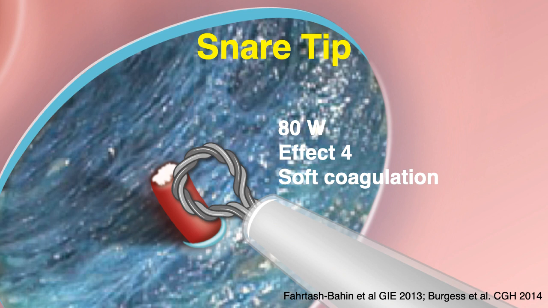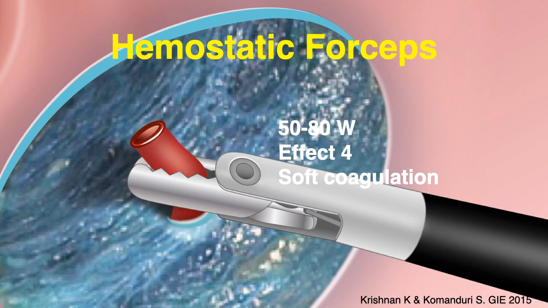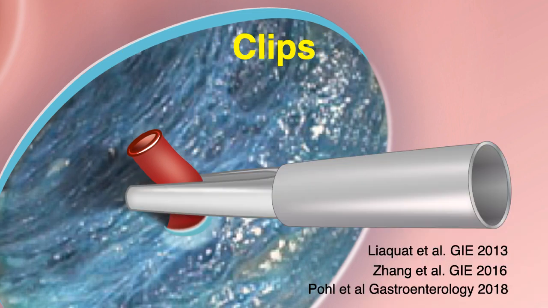And if it doesn't work, you could change to a hemostatic forceps, again 50 to 80 watts, effect 4. Again, soft coagulation, because the damage doesn't go too deep, so it tends to be superficial. Say, for example, it doesn't work, you could also apply a clip to control the bleeding.